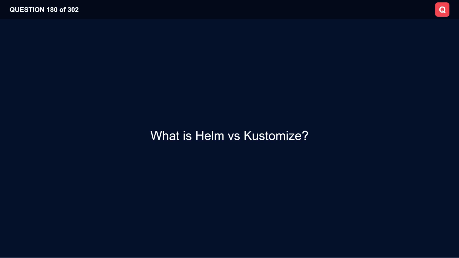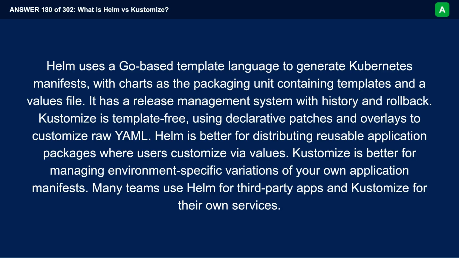What is Helm vs Kustomize? Helm uses a Go-based template language to generate Kubernetes manifests, with charts as the packaging unit containing templates and a values file. It has a release management system with history and rollback.